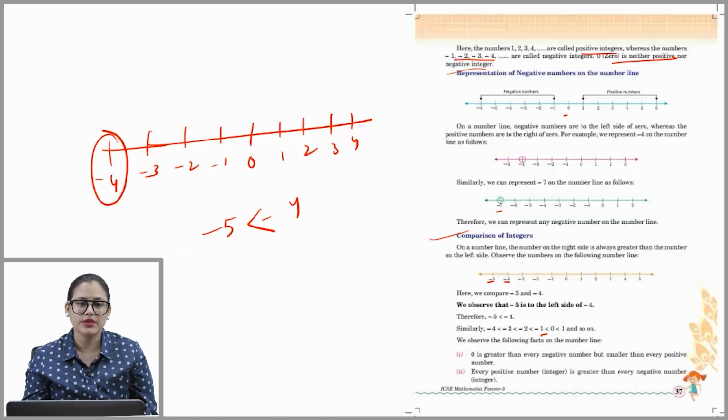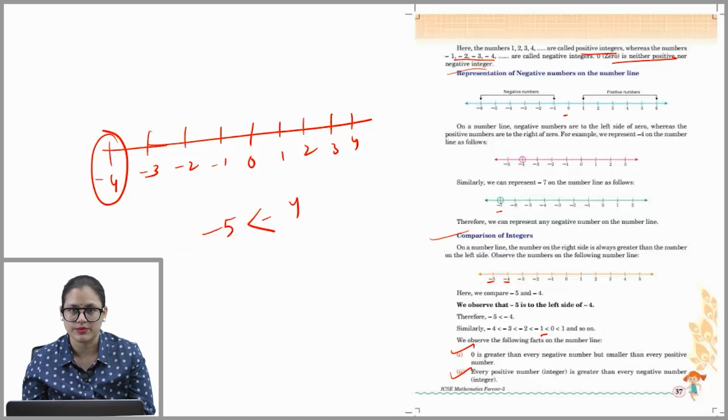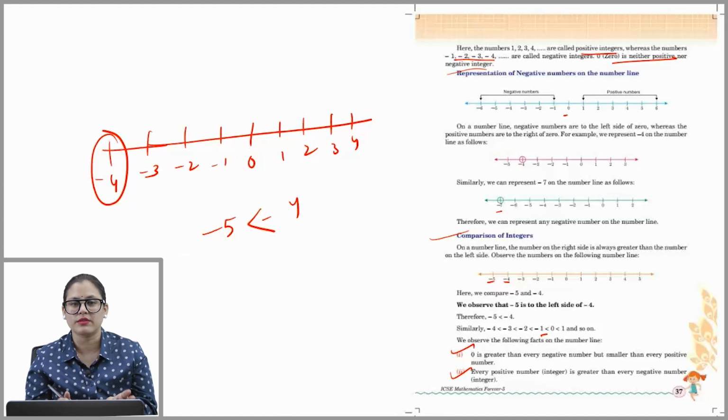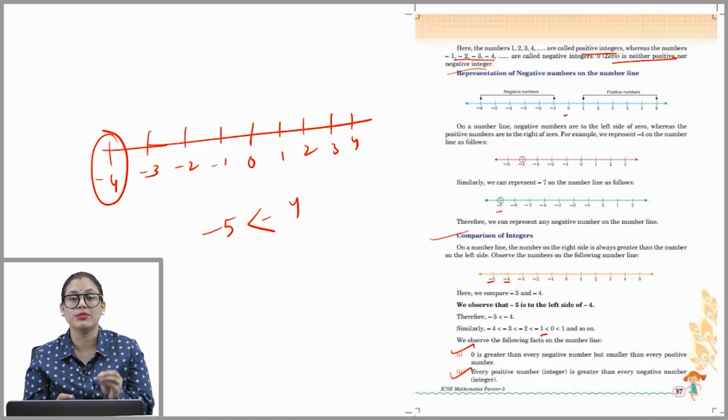Now we observe the following facts on the number line. Number 1: 0 is greater than every negative number, but is smaller than every positive number. Number 2: every positive integer is greater than every negative integer. This means if we are comparing two numbers, one positive and one negative, the positive number will always be greater than the negative number.